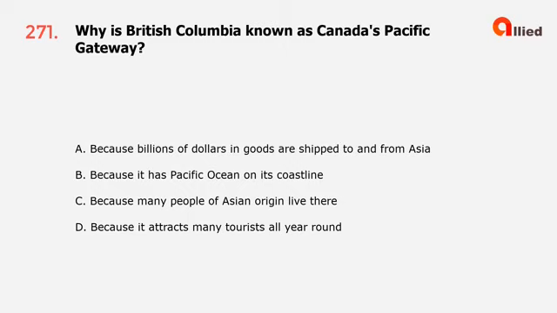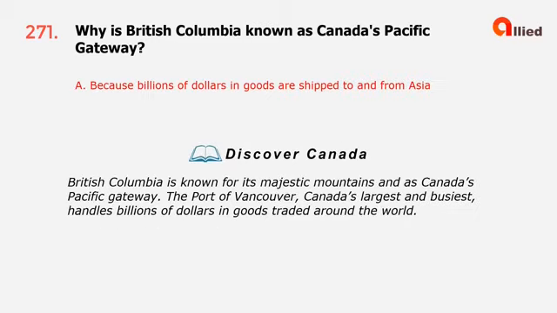Question 271. Why is British Columbia known as Canada's Pacific Gateway? A. Because billions of dollars in goods are shipped to and from Asia. B. Because it has Pacific Ocean on its coastline. C. Because many people of Asian origin live there. D. Because it attracts many tourists all year round. The answer is A. Because billions of dollars in goods are shipped to and from Asia.